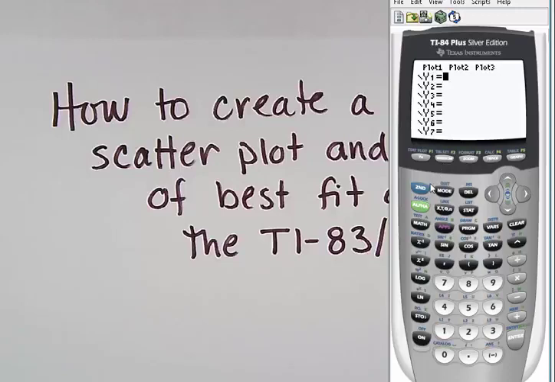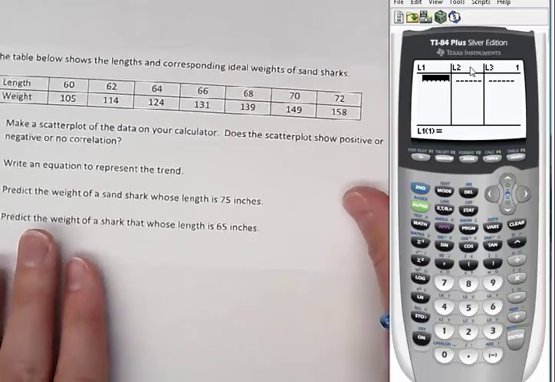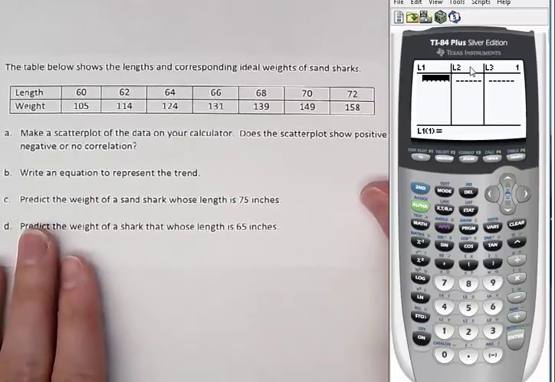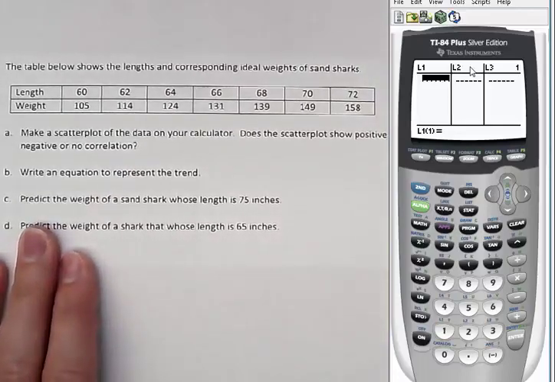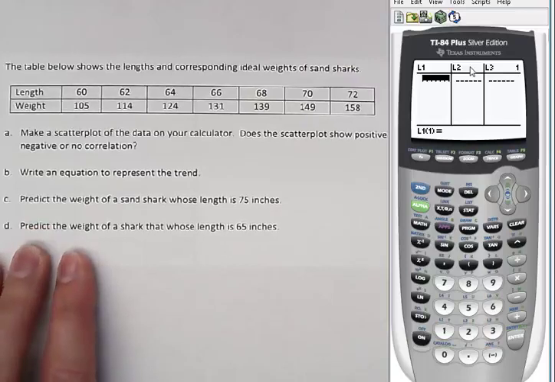The next thing you want to do is go to your stat, and make sure that when you hit enter on edit, your lists are all cleaned up. Alright, the first thing I'm going to do is enter my data. If you were in my class, we did this in class. If you weren't, you can just see what my data is and go ahead and enter it. We're going to enter the length into list 1 and the weight into list 2. So go ahead and enter that into your calculator.